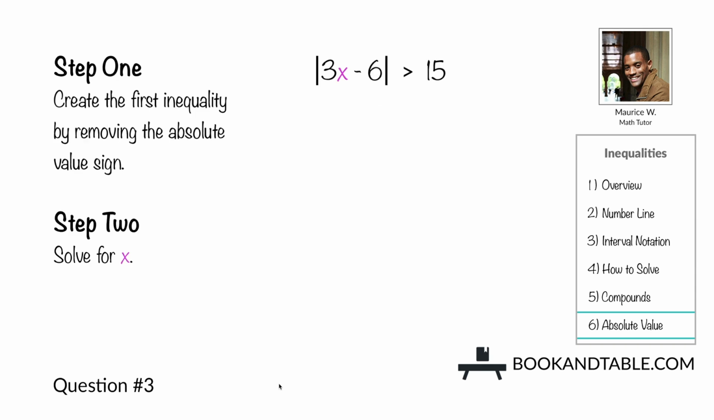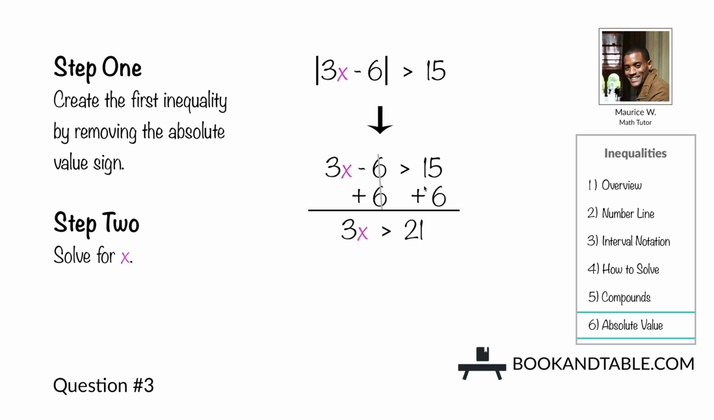Now let's review question number 3. We were given the absolute value of 3x minus 6 is greater than 15. Step 1, create the first inequality by removing the absolute value sign. That gives us 3x minus 6 is greater than 15. And now we can solve for x. We'll begin by adding 6 to both sides, showing us 3x is greater than 15 plus 6 is 21.